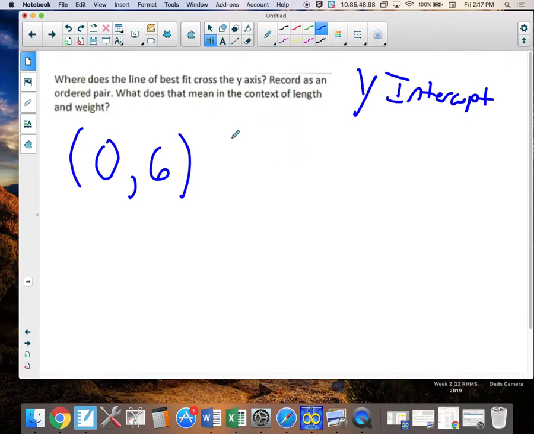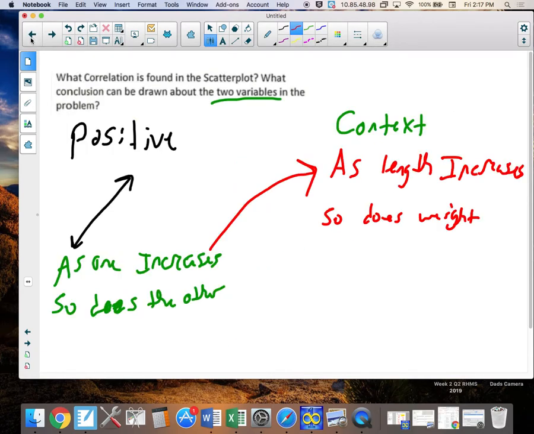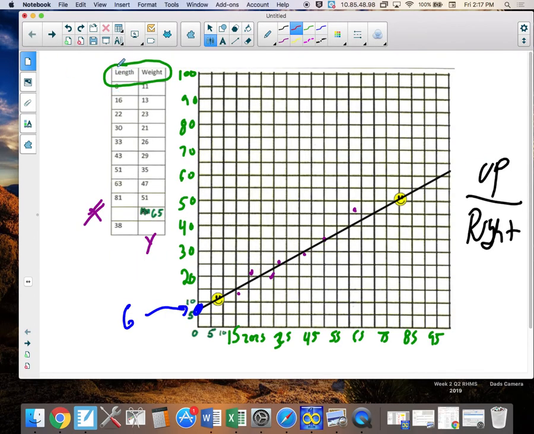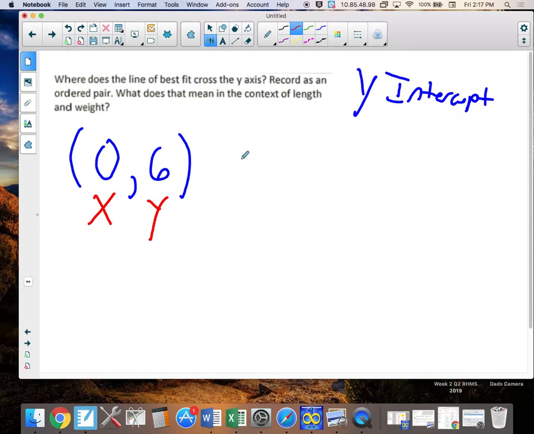What does that mean in the context of length and weight? Well, it's the same thing we had before. This is x, this is y. So in our table, length is x, weight is y. So this means that length is 0, but the weight is already 6. So whatever object or thing we're talking about carries weight without having any sort of length.